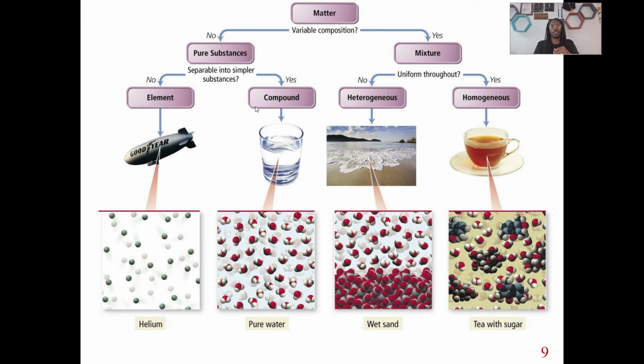Those are elements. Let's say, with matter, the composition can vary. Okay, so we can have a variable type of composition. We call those mixtures. So we got two types of mixtures, as we explained before: heterogeneous and homogeneous. If it's heterogeneous, that means that it's not going to look uniform. It doesn't appear to be one whole thing.